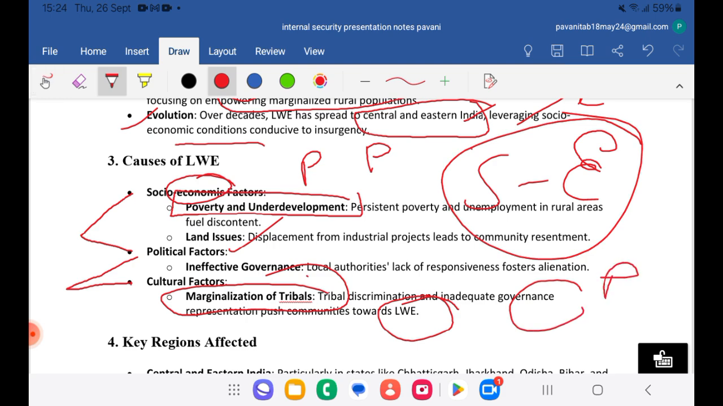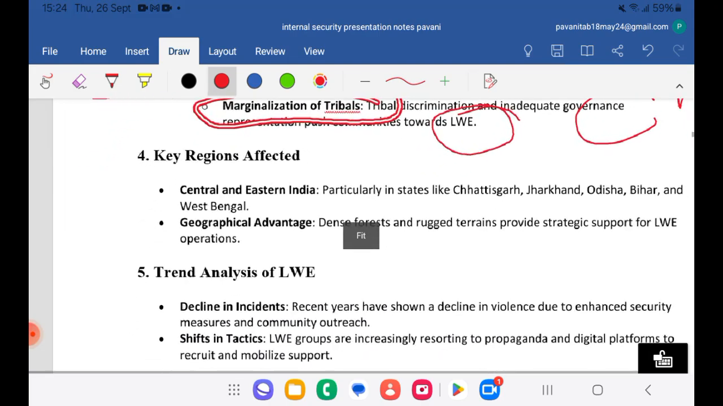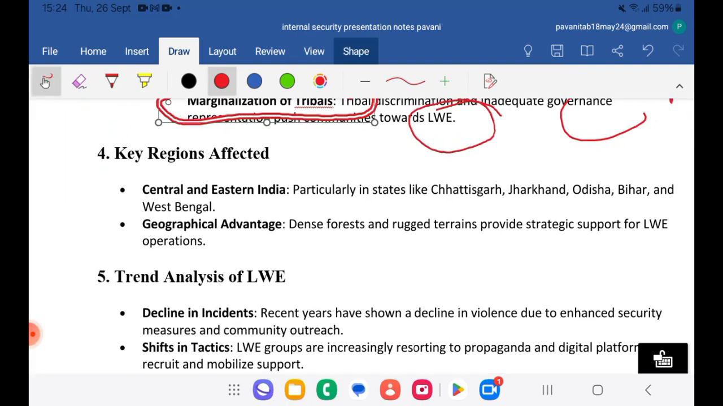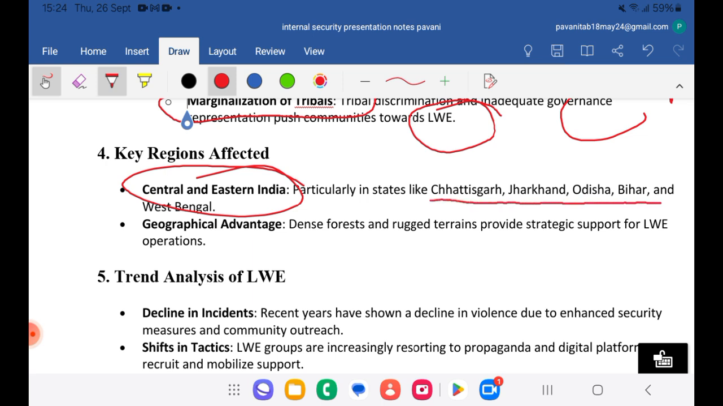Right. So with that, key regions we should know. I already said it started with the Naxalbari region, West Bengal. Then it spread to central and eastern India, particularly states like Chhattisgarh, Jharkhand, Odisha, Bihar and West Bengal. Geographical advantage was there, because dense forest and rugged terrain provided strategic support for left-wing extremism, so that it is easy for them to hide and fight, right? That is the geographical advantage they got from these states.